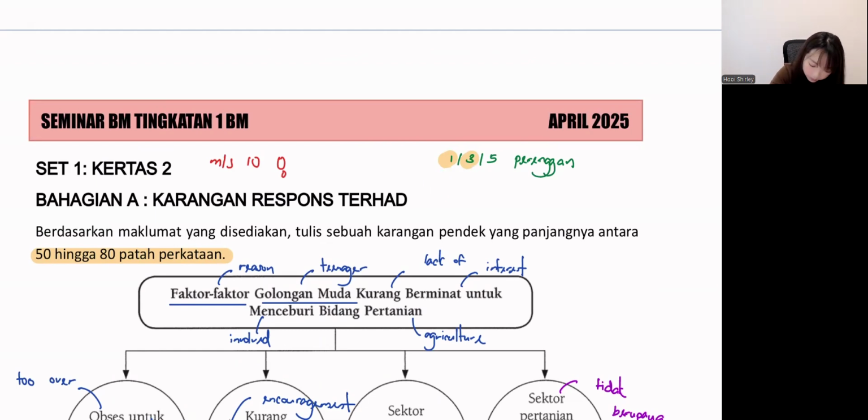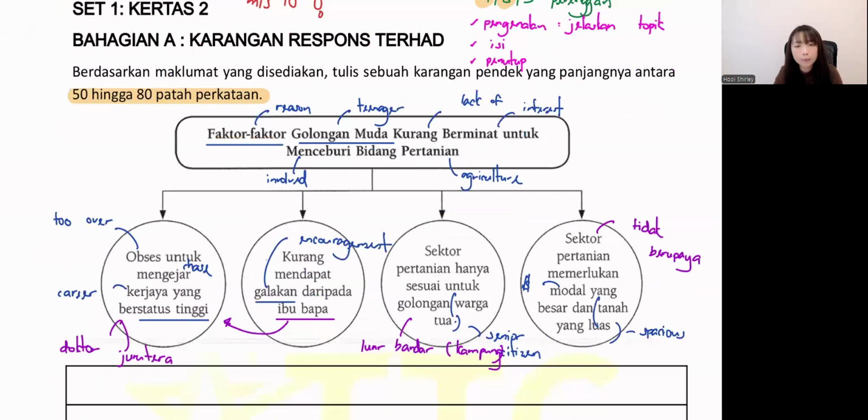You will start off with pengenalan. Then it will be isi and also penutup. Okay, so by looking at this, how do we always start off a pengenalan here? Pengenalan is always jelaskan topik, to explain the topic. Then, how do we know what will be the topic here? Example, faktor-faktor golongan muda kurang berminat untuk menceburi bidang pertanian. Have you noticed that for all the points given here, it keeps on mentioning something related to bidang pertanian? Okay, people don't want to get involved in bidang pertanian.